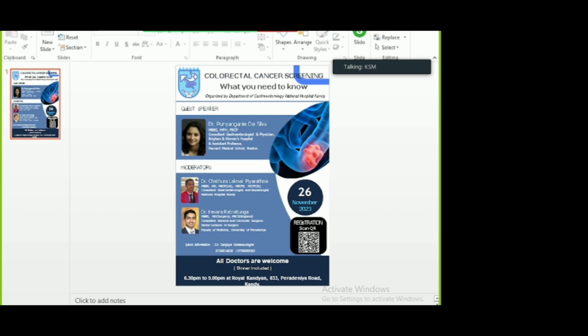Isn't ESR a better investigation to assess chronic inflammation? You said ESR you don't do, but you do CRP. ESR is a better test to check for chronic inflammation overall in the body, so systemic inflammation, but the C-reactive protein is more sensitive to or specific for gut inflammation.